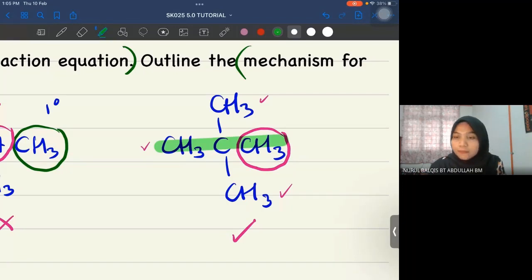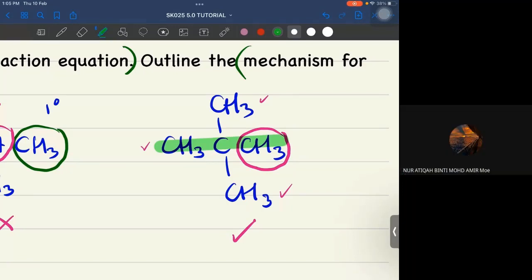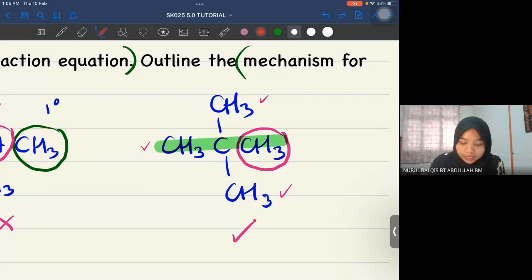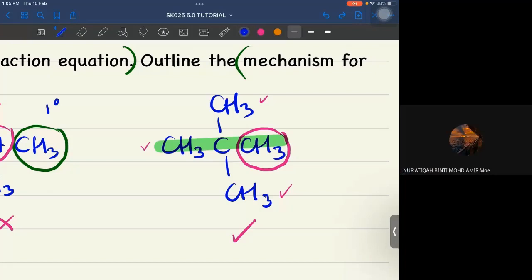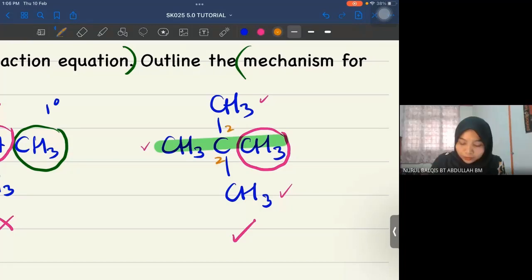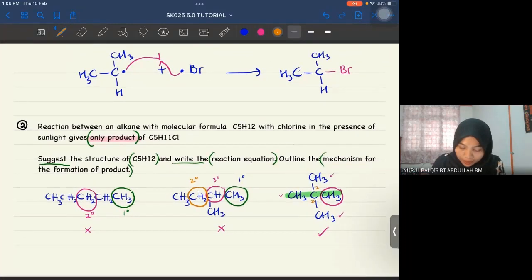What is the name of this compound? 2,2-dimethyl propane. Tu kan ada dua, ada dua nombor. 2,2-dimethyl propane. Okay, good. So sekarang ni kita buatlah dia punya reactions.